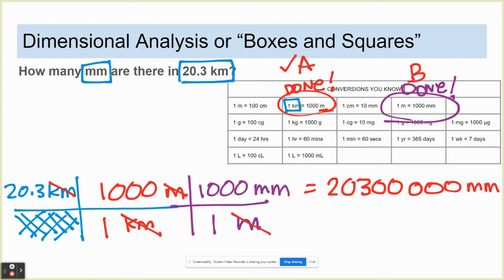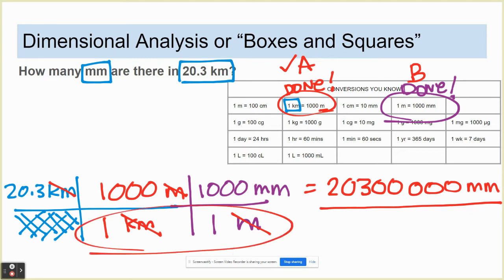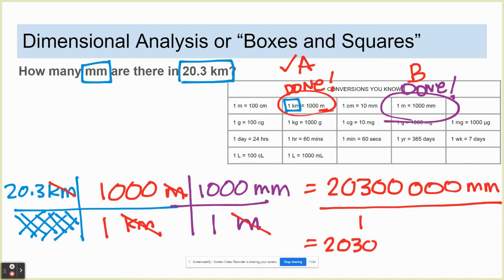All right. Let's draw a straight line and do all the bottom boxes. Okay. So again, you want to multiply all the bottom boxes horizontally, and that's just 1 and 1. So 1 times 1 is 1. And therefore, the answer here is 20,300,000 millimeters.